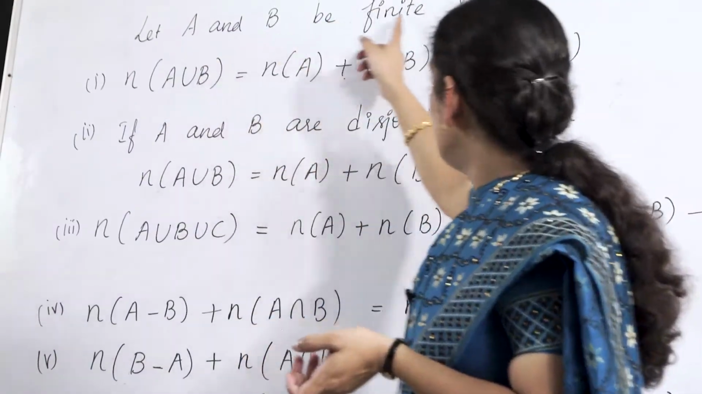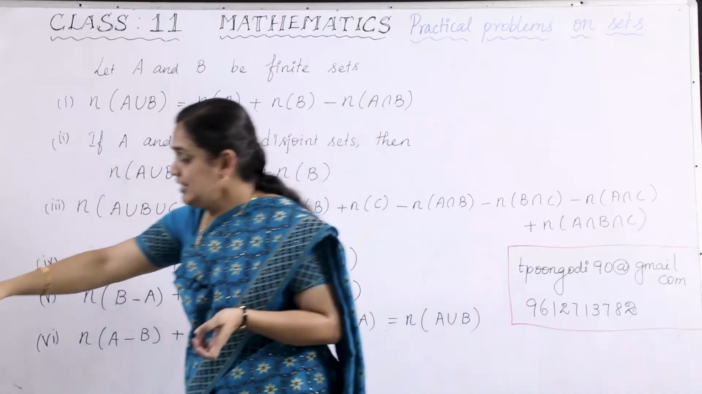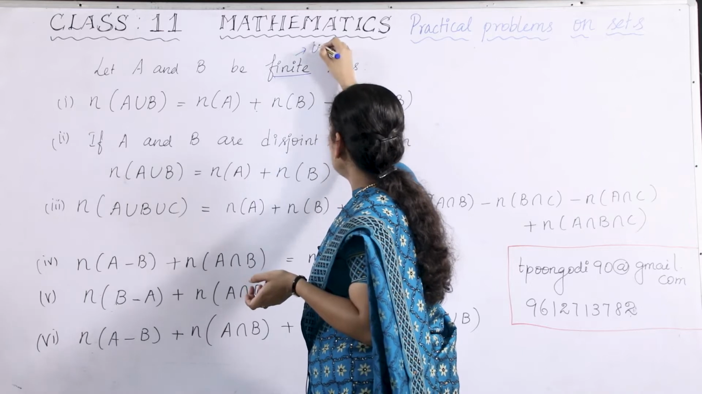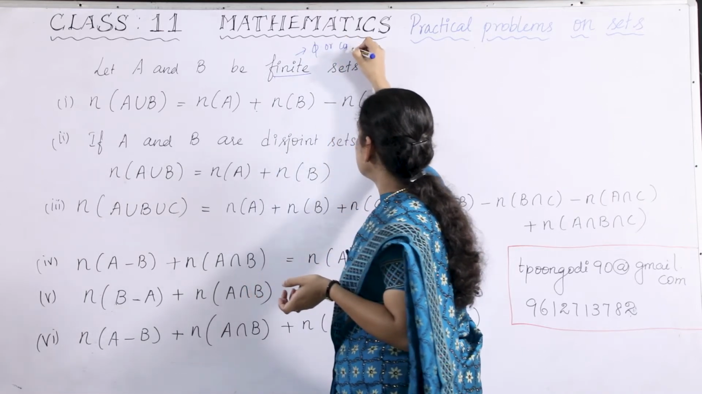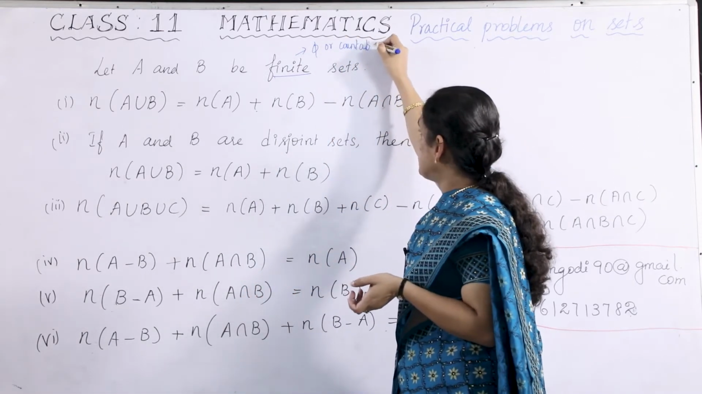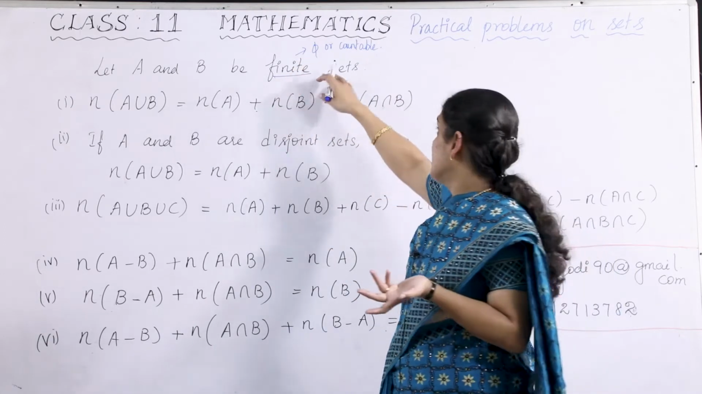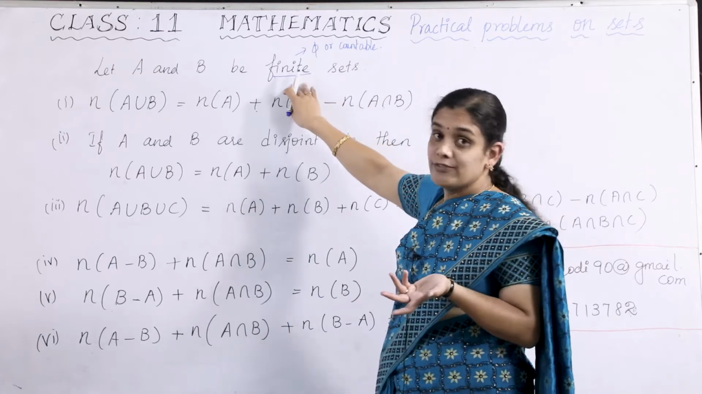Let A and B be finite sets. We have already learned what is a finite set. Finite set means either empty or a countable number of elements in the set, right? So it should be empty or have a countable number of elements. Those are called finite sets.